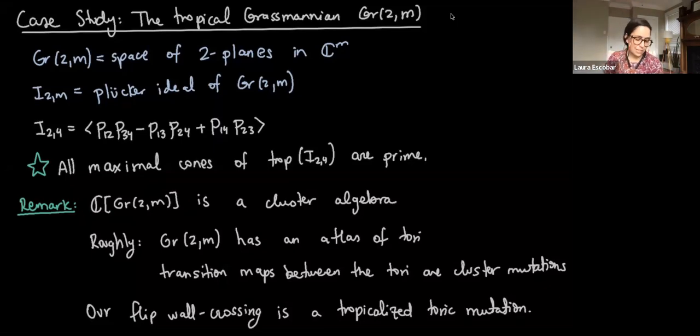And as expected, the combinatorics of the Grassmannian is so beautiful that there should be relations among different things. So it happens that in this case, our flip wall crossing is a tropicalized toric mutation. And tying it back to one of the questions we had, in this case, when you restrict the flip map to the semigroup, I'm being a bit imprecise there, but roughly, you get the algebraic wall crossing of the semigroup that I was mentioning briefly before.